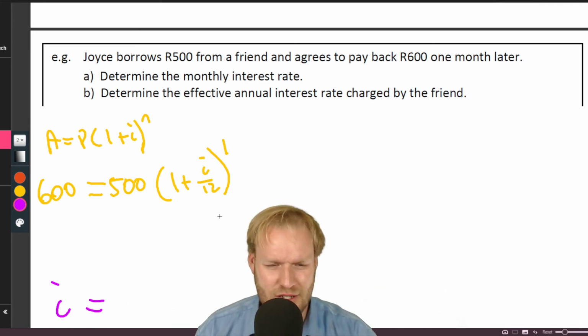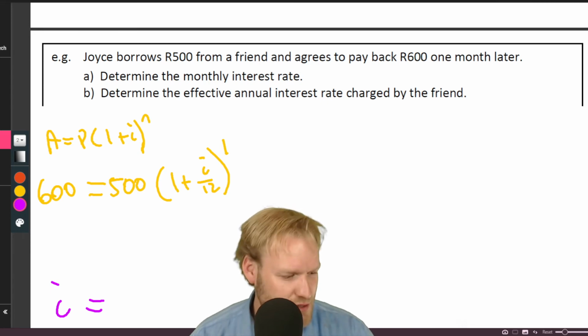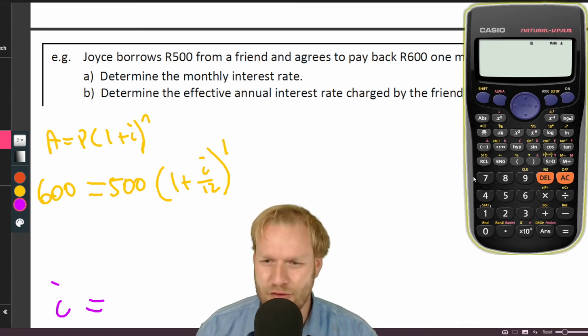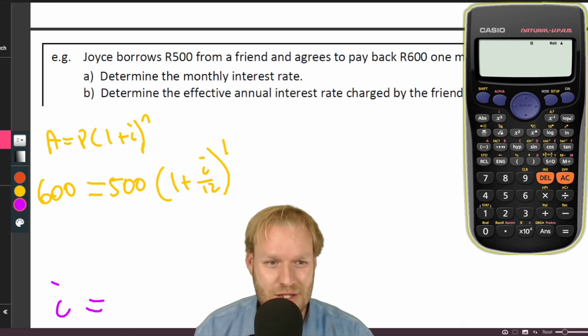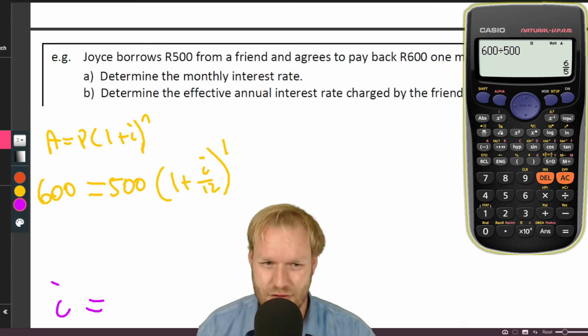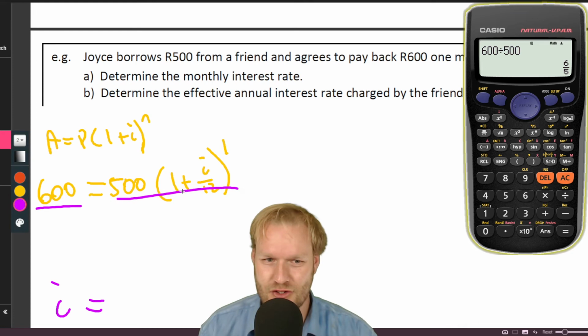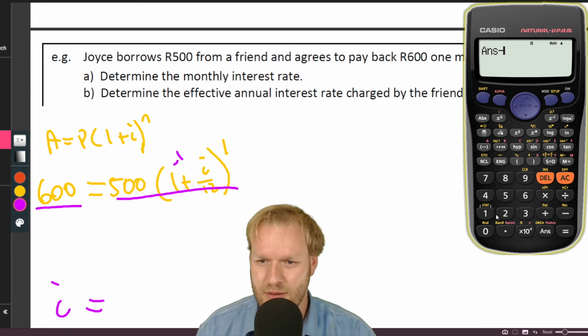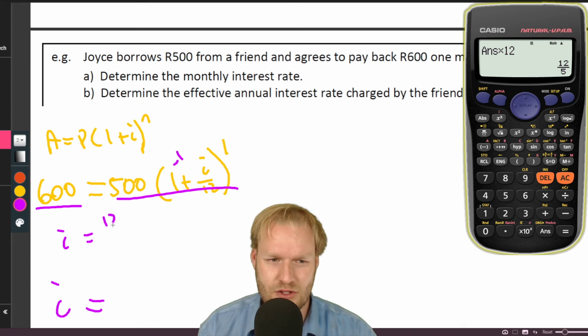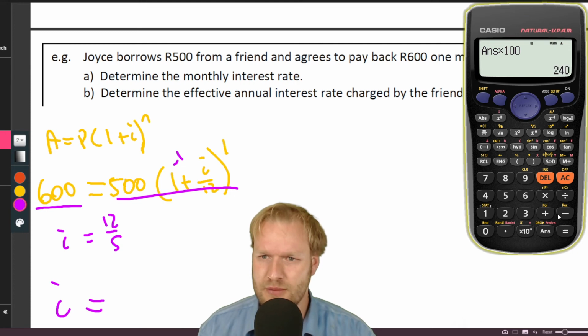Okay, so let's have a look. Let's solve this. 600 divided by 500. That's the first thing I'm going to do, divide both sides by 500. Then I've got 1 plus i over 12 to the 1. The 1 is not doing much, so I'm just going to subtract 1 next. 600 over 500 minus 1 equals a fifth. That's i over 12, so I just need to times that by 12. So i equals 12 over 5, but I still need to multiply by 100 to get it as a percentage.